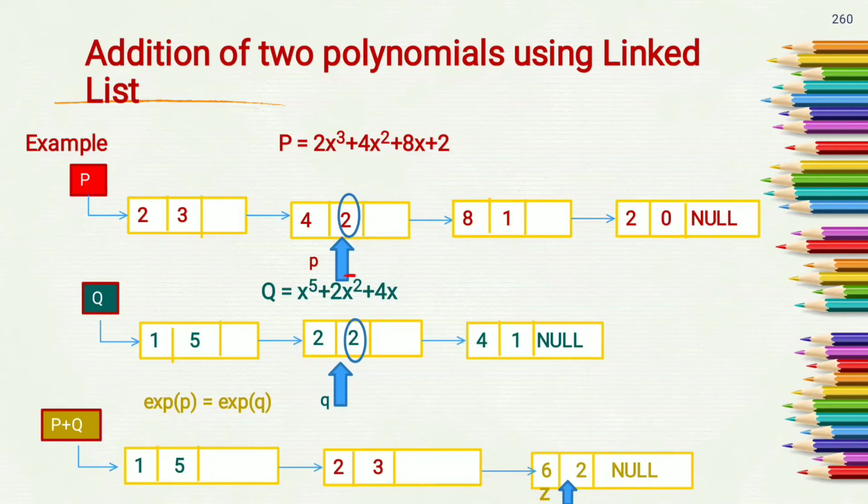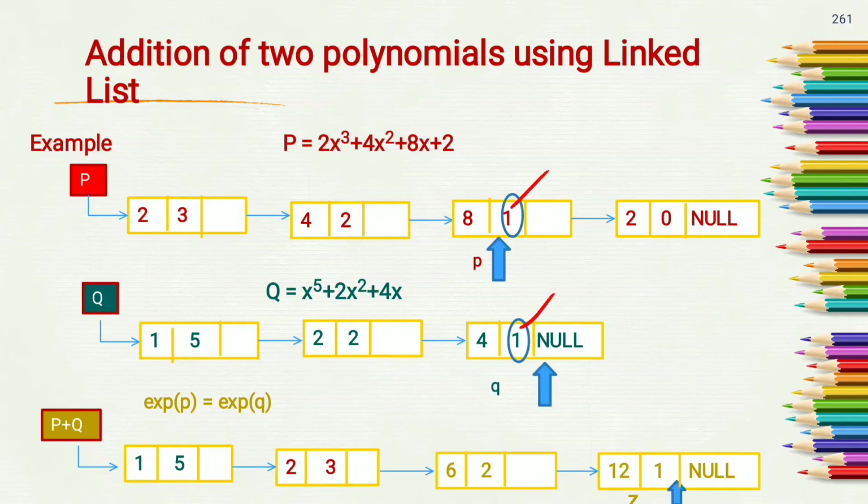So now we have to move both pointers, P to this node and Q to this node. Again we compare the exponent fields of the P and Q pointers. Here you can see both have the same exponent value, so we have to add these coefficients, 8 plus 4, and the result is 12, which we store in the Z node of the P plus Q polynomial, with exponent 1 in the exponent field of the Z node, and put null into the link field of this node.